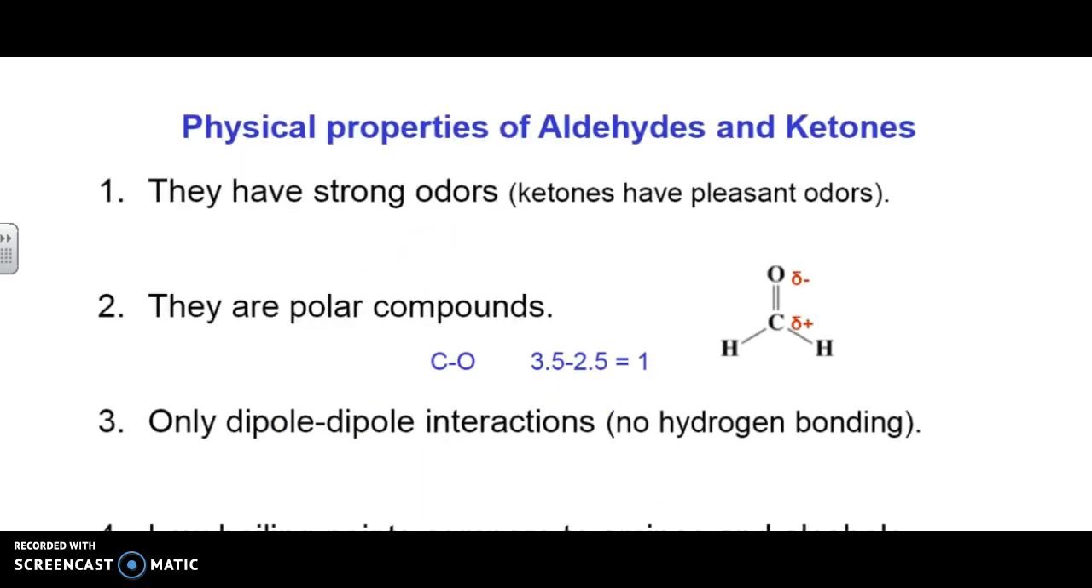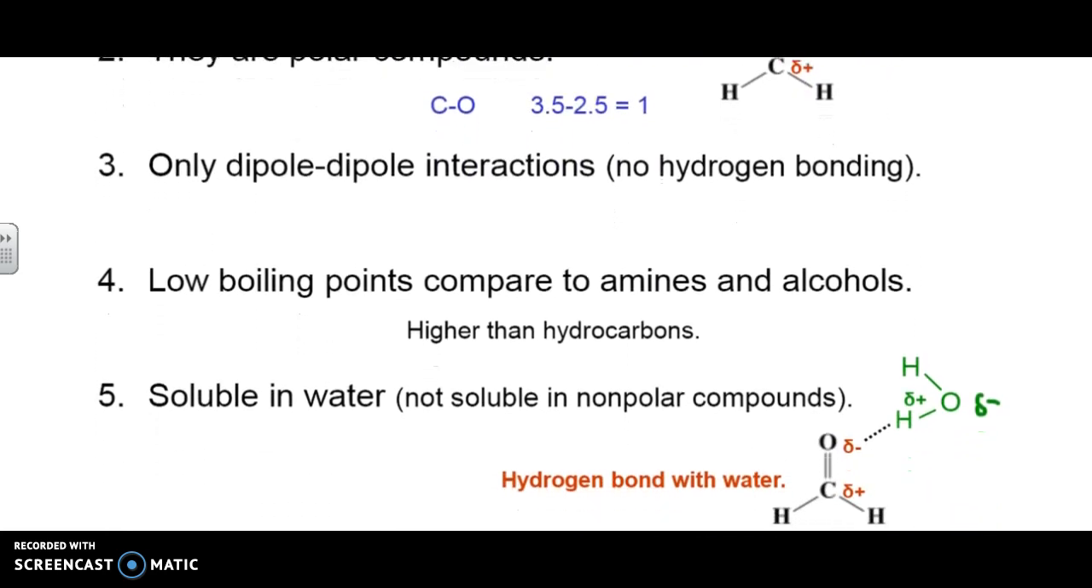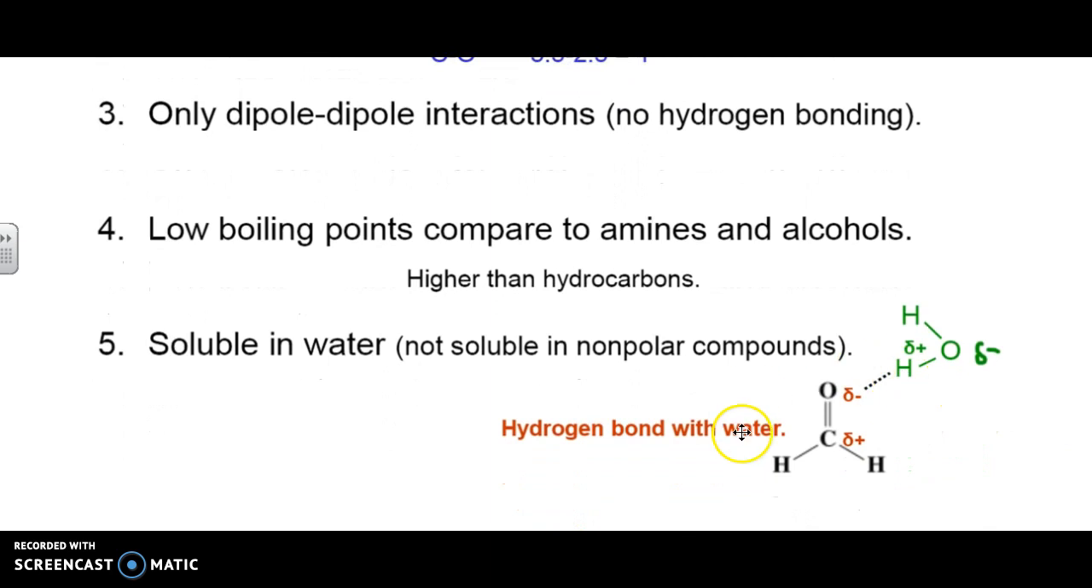Now, with aldehydes and ketones, they tend to have strong odors. They tend to be polar compounds due to the carbon-oxygen bond here. There's no hydrogen bonding in these cases. It's simply due to the dipole-dipole interactions right here. So as a result, they end up having lower boiling points. They also are able to be soluble in water. Yet again, the positive end of the hydrogen can interact with the negative end of the water, and this can produce a hydrogen bond.